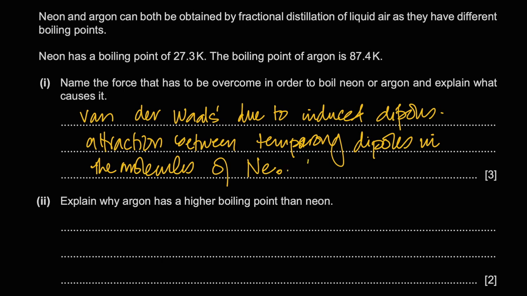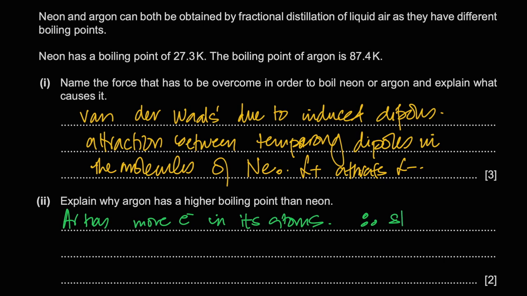Yeah. Where the positive attracts the delta negative. I don't know what else to write here for 3 marks, unless I know exactly what the marking scheme says, but this is the data. It's induced dipoles, and the dipoles are temporary, and the attraction is between the positive and the negative ends. And then explain why argon has a higher boiling point than neon, because argon has more electrons in its atoms, therefore stronger van der Waals forces.